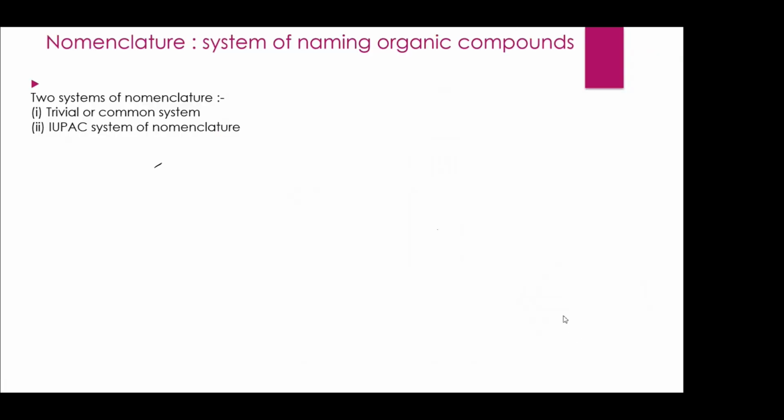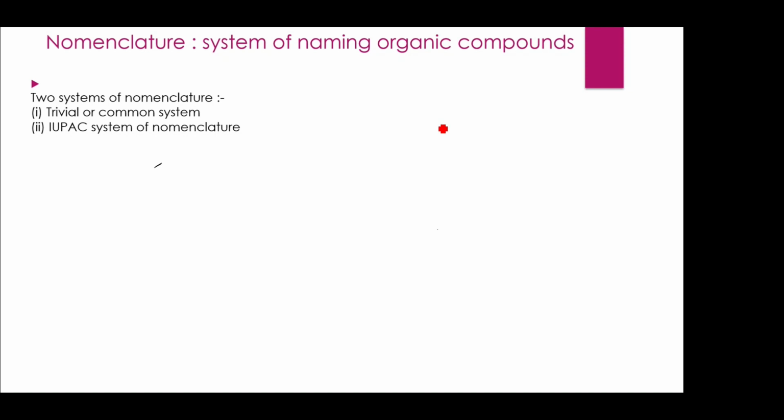Welcome all. Today we will see about the nomenclature. It means the system of naming organic compounds. So in this, a proper name is given to a particular organic compound on the basis of certain standard rules so that the study of these compounds may become systematic.